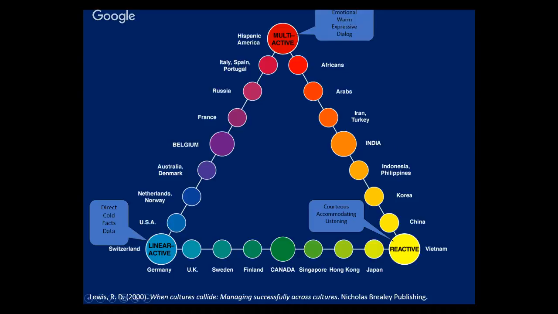So in one quadrant here on the lower left, you have the so-called linear active communication style. And that's how, again, Americans, Germans, Swiss communicate. So they get more directly to the point, sometimes at the expense of being maybe rude or maybe not very sensitive or not very polite. And then in the lower right corner, you have the reactive communication styles. So those are more courteous, accommodating, listening. So maybe not being too direct when this information can hurt the receiver of the information. So these tend to be much more accommodative, I guess, in that sense. And so that's the Asian corner.